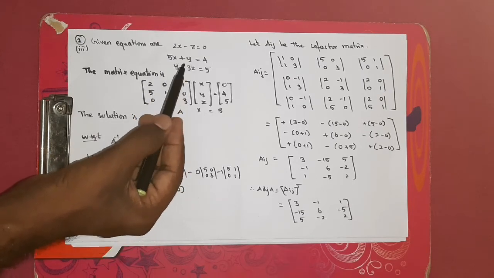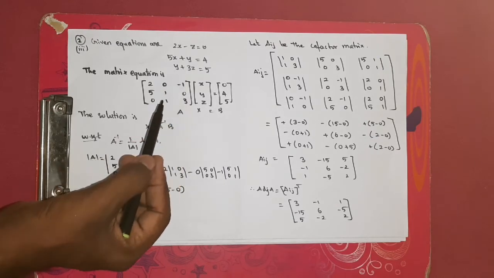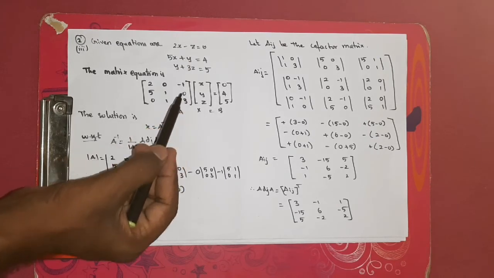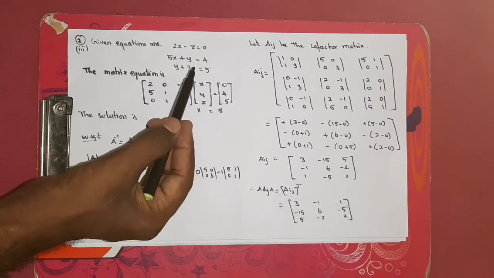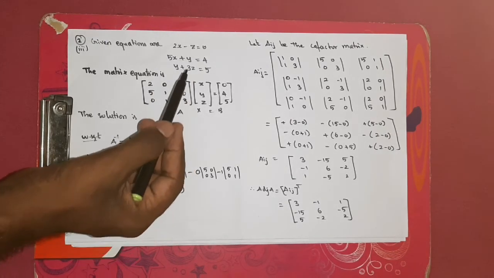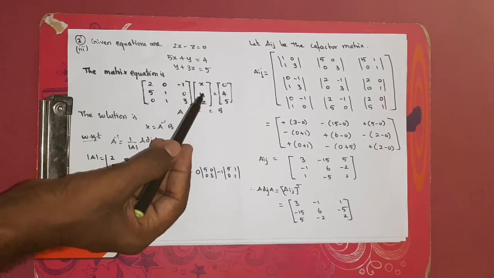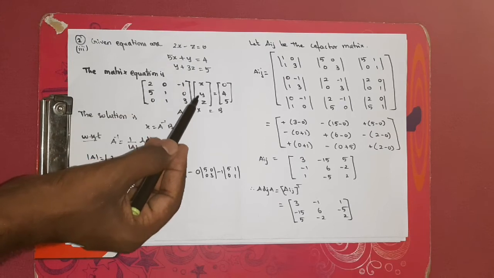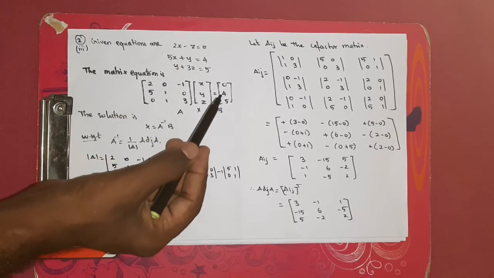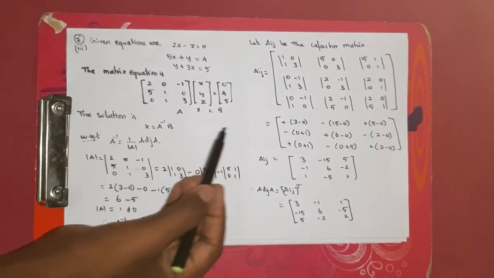From the second equation you can see the x term and y term. The x coefficient is 5, the y coefficient is 1, but there is no z term, so 0. And from the third equation, there is no x term, so 0, the y term is 1 and the z term is 3. And here the variable matrix is x, y, z, because they are using 3 variables x, y, z, equal to the B matrix, the constant matrix 0, 4, 5. So we got Ax equal to B.